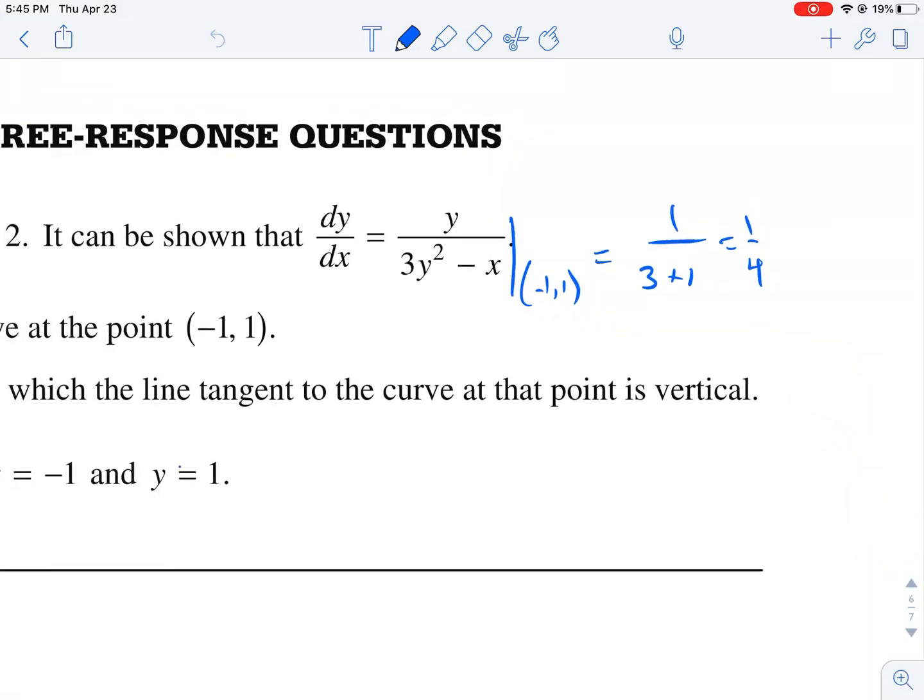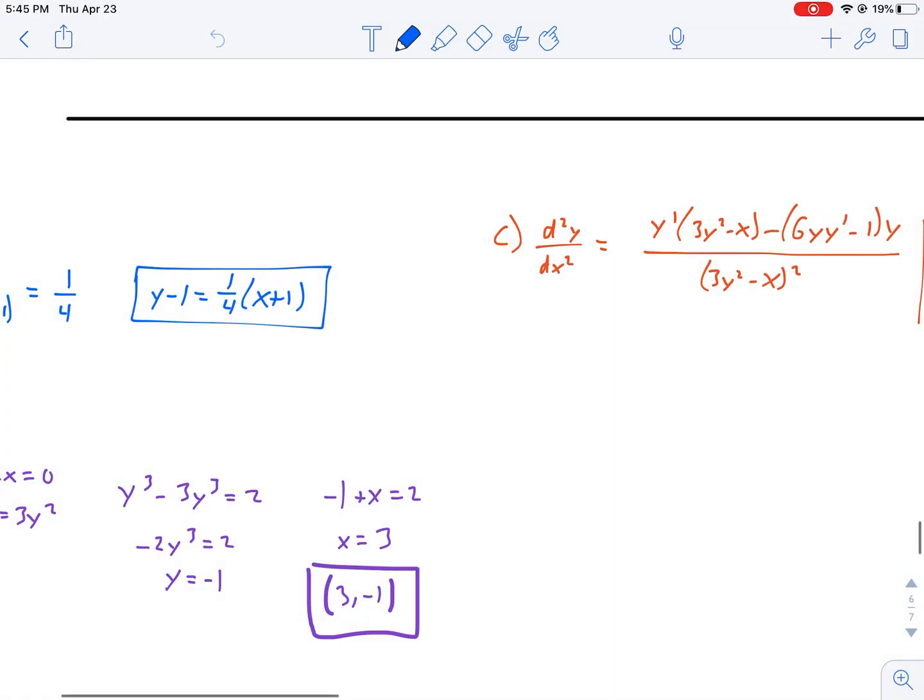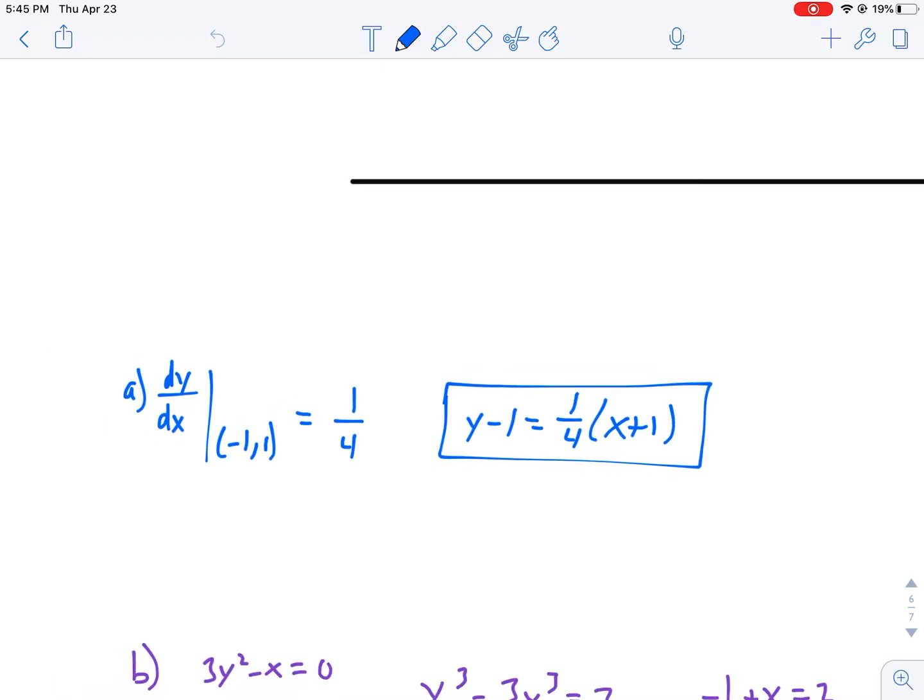And then now you can do point-slope using this point. So you do y minus 1 equals 1/4 times x plus 1. Okay, here's a cleaner version of that work, I suppose.